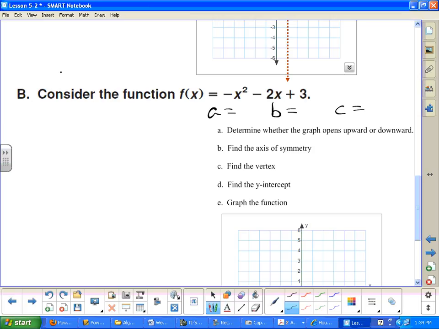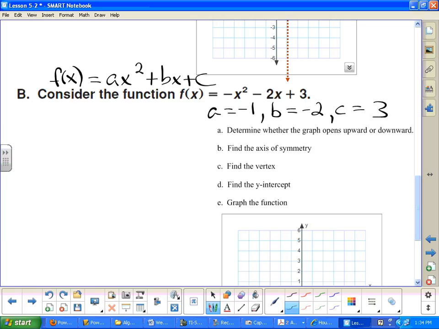Okay. In standard form, it's ax squared plus bx plus c. And everything that we're doing here involves working with those three numbers. Okay. So can you tell me what a is now from that? -1, yep. And b is? And c is 3. Okay.